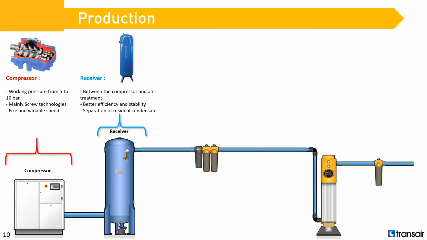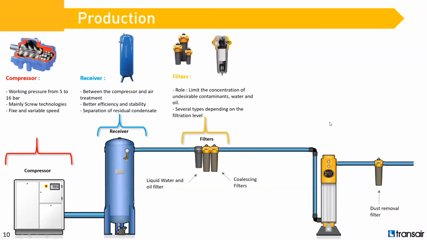So as you know, there is water inside the air we breathe. And when we are compressing that air, the water is going to liquefy and turn into liquid water, which is something we don't want. The receiver is the first element that is going to remove that water.